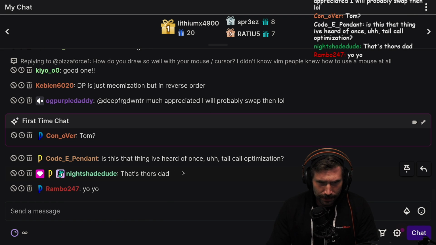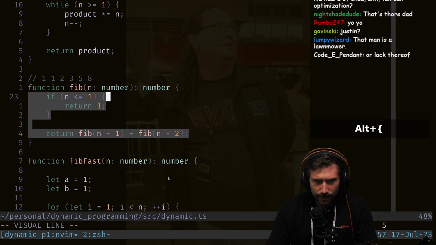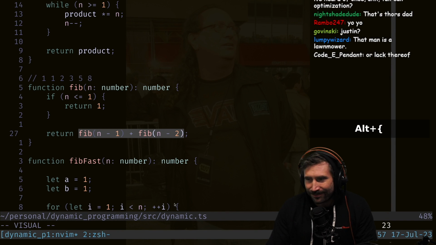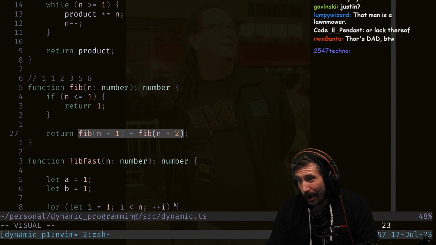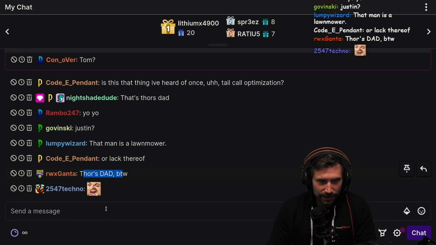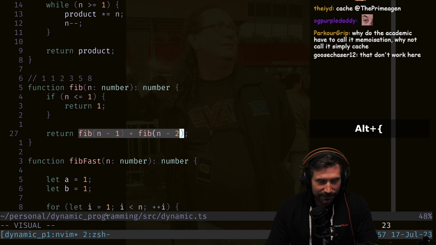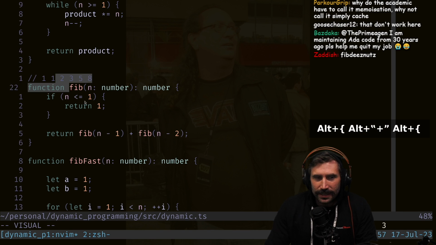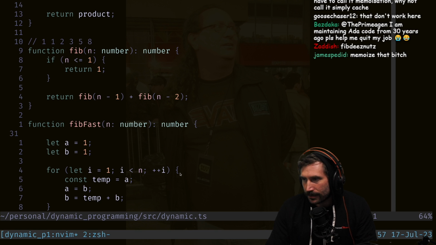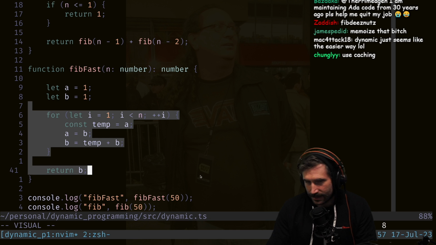I heard there's one thing once, tail call optimization. Yeah, that works in some situations, but here it doesn't work. That's Thor's dad. Anyways, that man is a lawnmower. So not great, right? Memoize it. That's also the wrong answer. The wrong answer is to solve it like this.